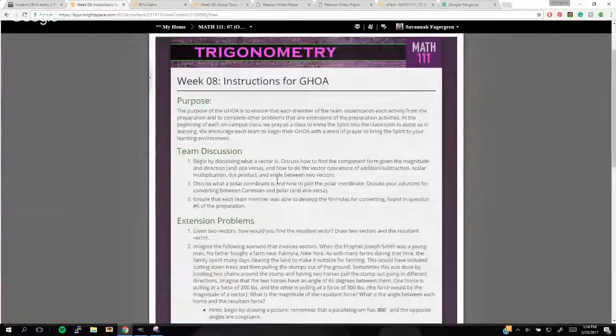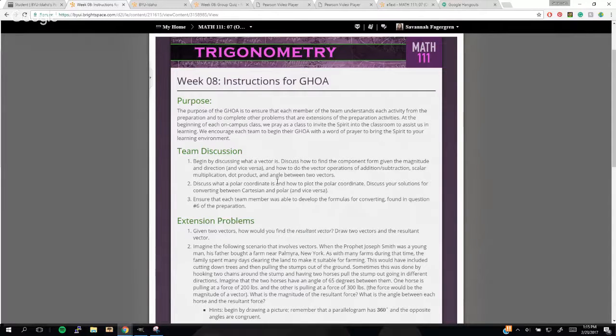So just to begin with the GHOA thing. He wants us to begin by discussing what a vector is, discuss how to find the component form given the magnitude and direction, and how to do the vector operations of addition, subtraction, scalar multiplication, dot product, and angle between two vectors. So basically talk about vectors. Did you have any problems with learning about vectors? No, I think it's good, honestly. Yeah, I thought so too.